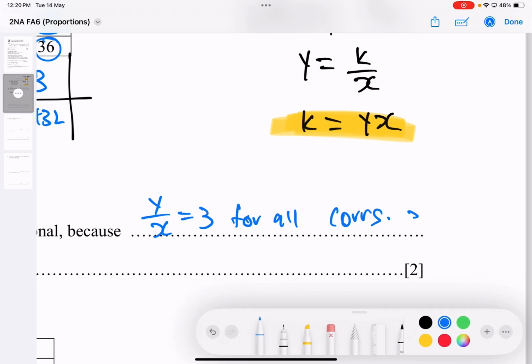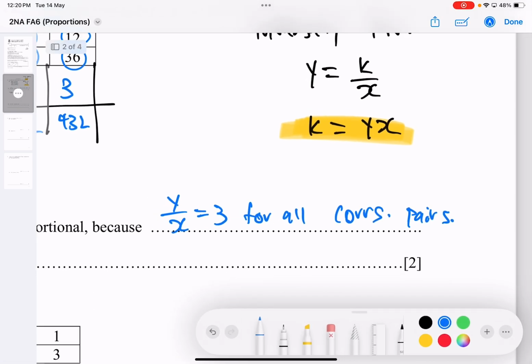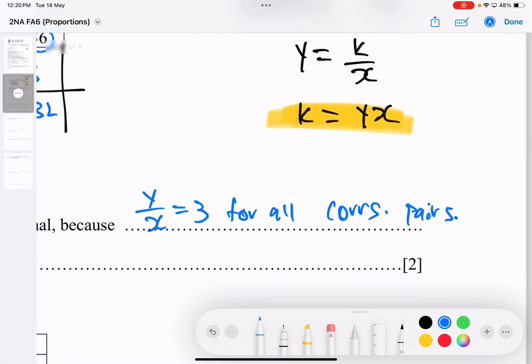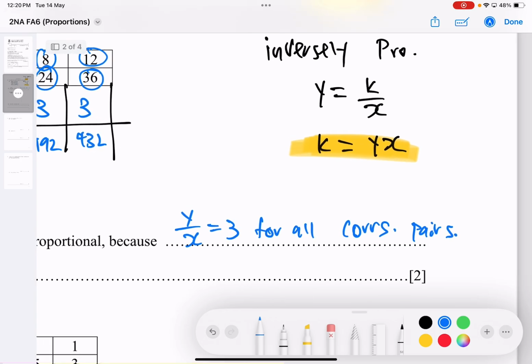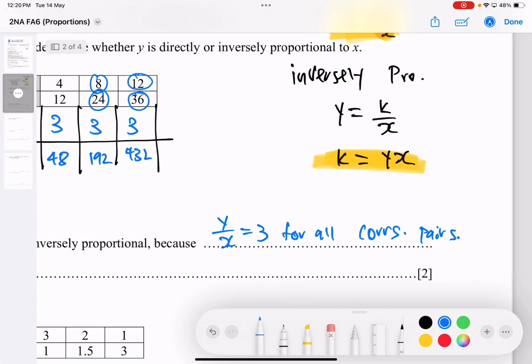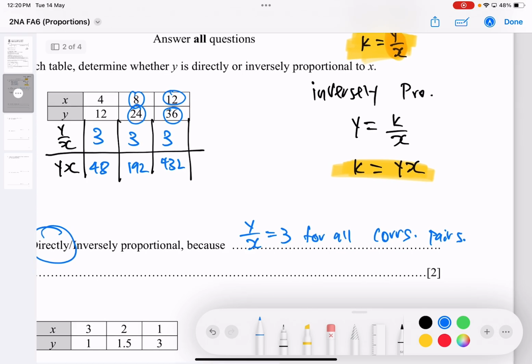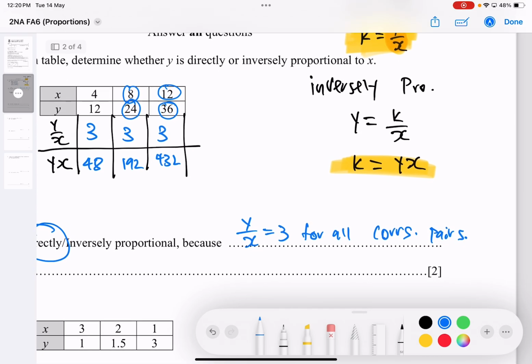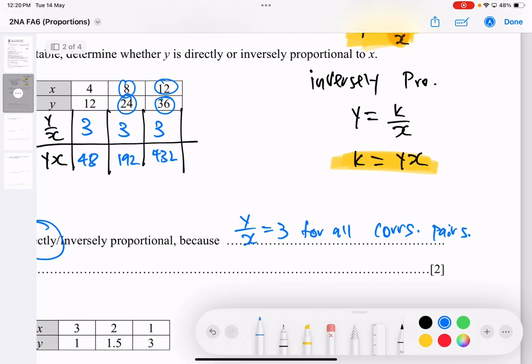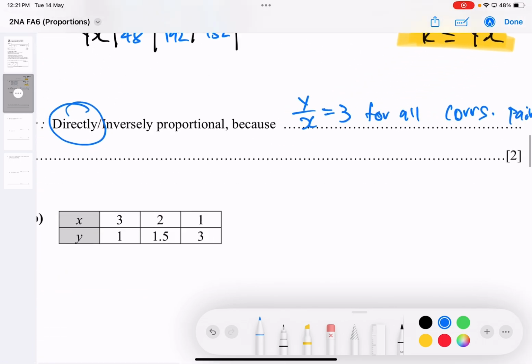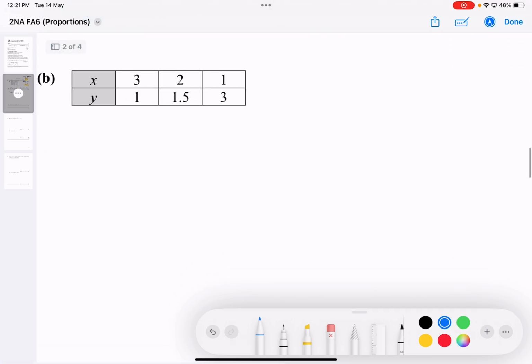corresponding pairs. Okay, CORRS, corresponding pairs. You must tell me that y divided by x equals 3 for all of the pairs, not just for one. I need to see that the relationship is consistent, it's sustained, through all the corresponding pairs.